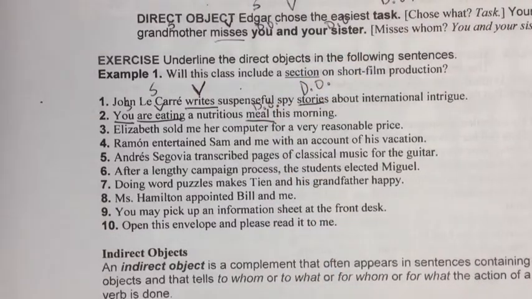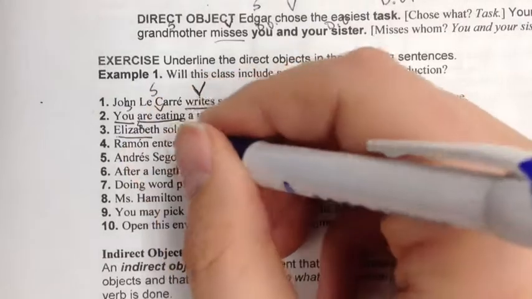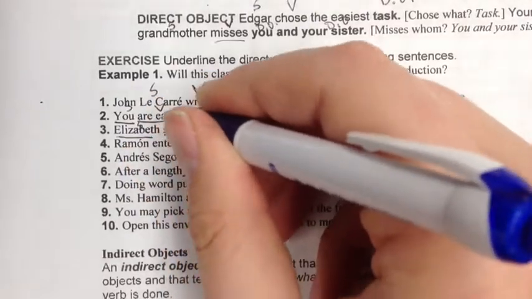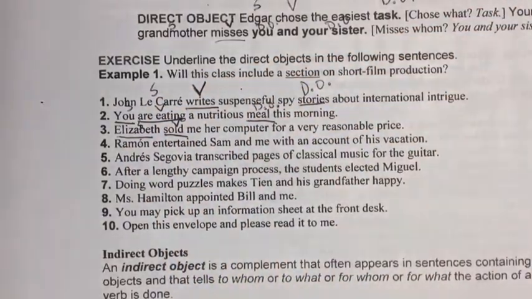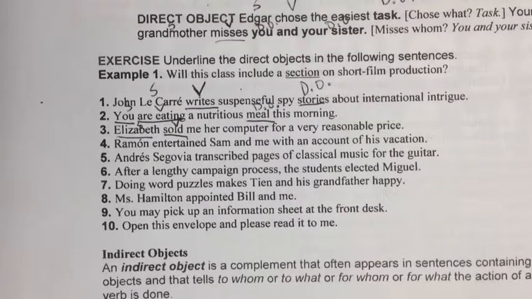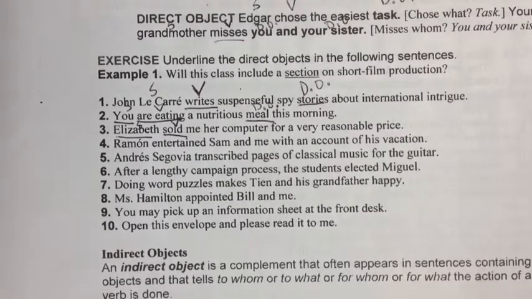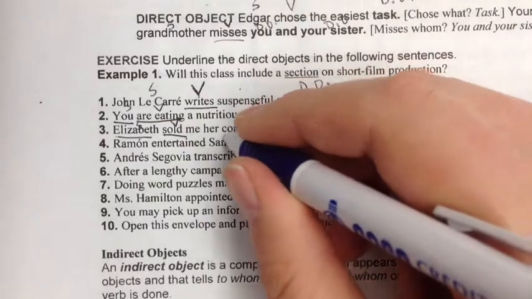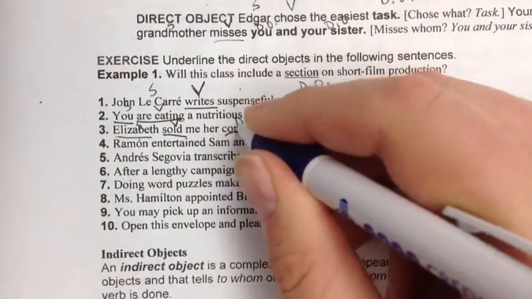Number 3, Elizabeth sold me her computer. Elizabeth, there's our subject, sold, there's our verb. This one is trying to trick you. Elizabeth is our subject, and the action she's doing is selling. The thing that receives her selling will be her direct object. She's not selling me to a computer. She's selling a computer to me. So the thing that is actually being sold is her computer. This is our direct object.